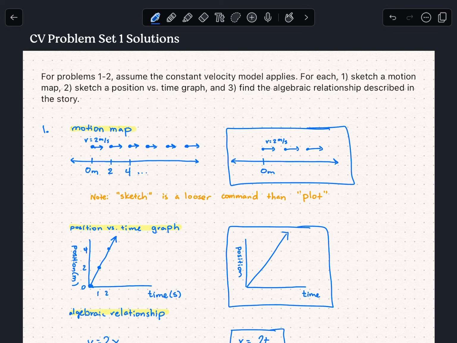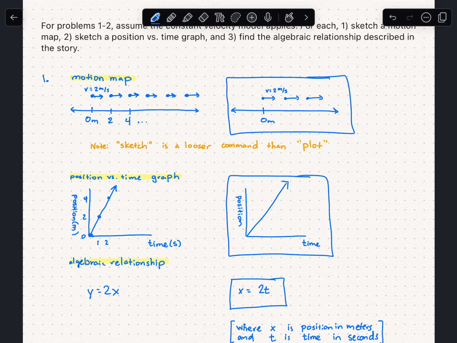Let's talk about problem 1 from constant velocity, problem set 1, because there's a lot of richness in here that, your first time solving, it's really important you understand these details that I'm about to talk about. So for problem 1, let's talk motion map first.